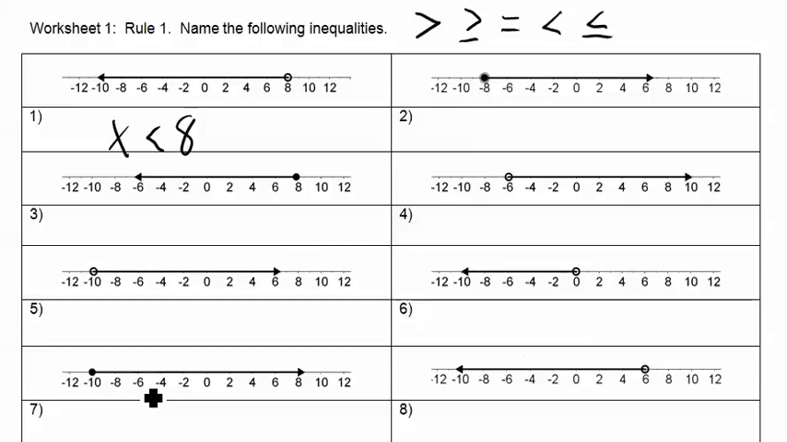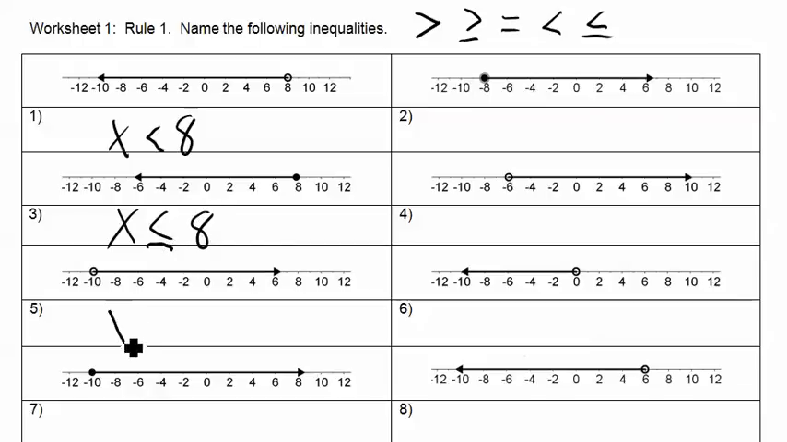So on this one, x is, again, less than. It's getting smaller. Less than is this symbol here. X is less than or equal to, because it's a filled in dot, it can also be equal to 8. So we use the less than or equal to symbol, 8.